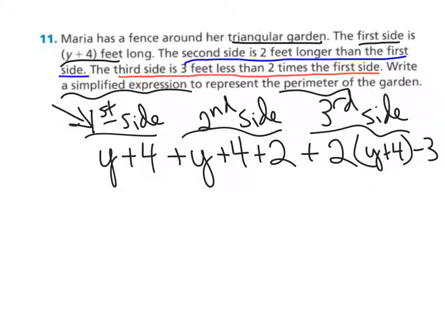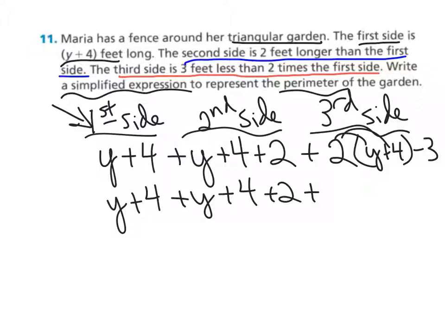And then for perimeter, we would be adding our 3 sides together. So we've got some major simplifying that we're going to be doing here. The first thing you'd want to do is to distribute. So we'll just bring everything else down. 2 times y is 2y. 2 times 4 is 8.